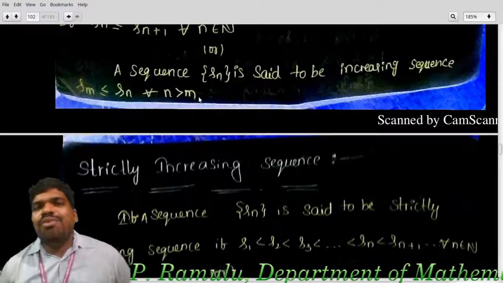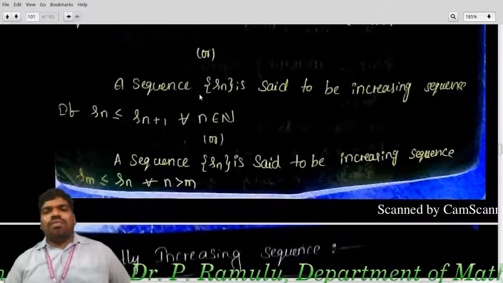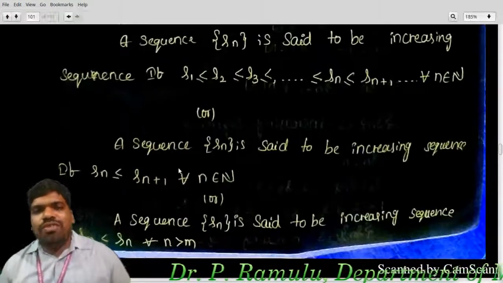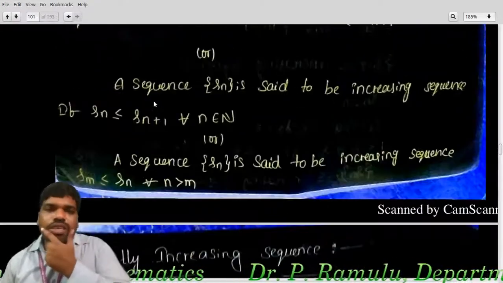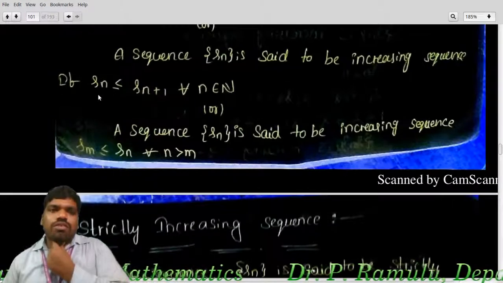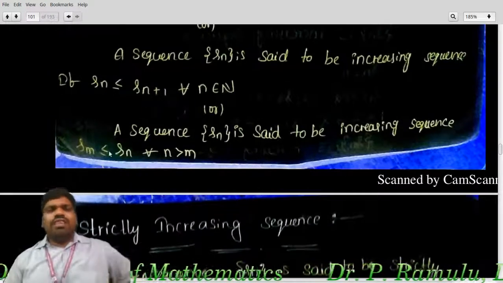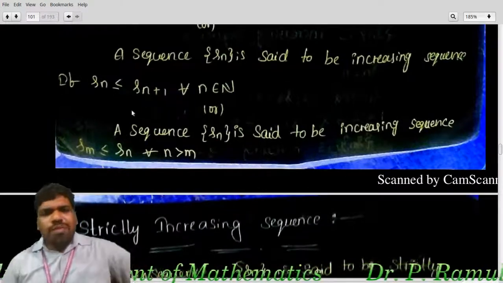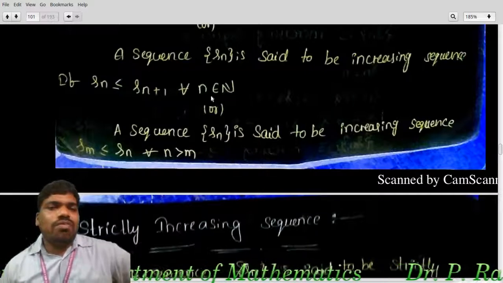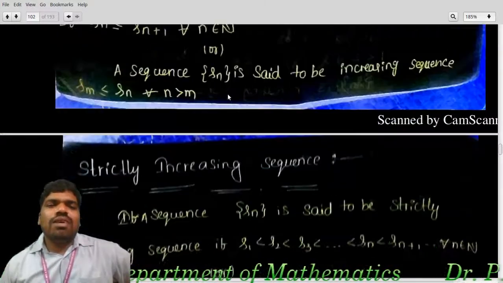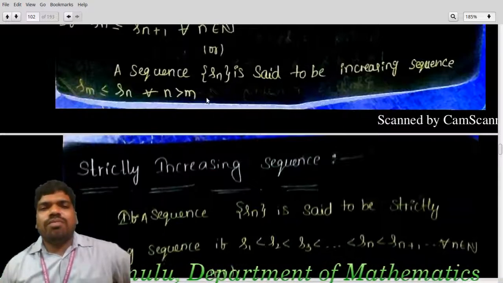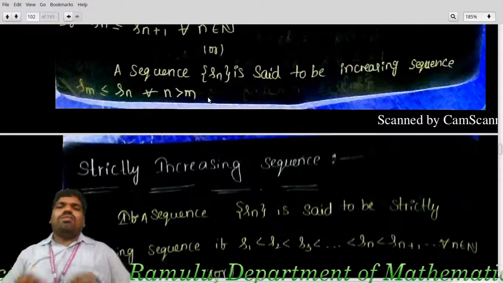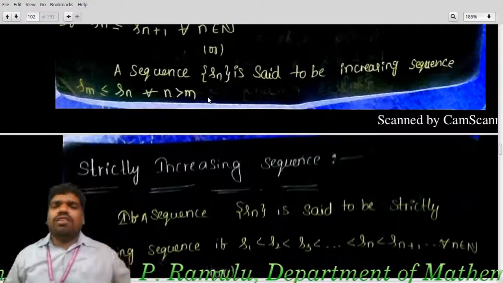Why? Because I will use these three definitions in different types of proofs, okay? A sequence Sn will be increasing, you can use this or you can say it to be Sm less than or equal to Sn. If you remember this, this is enough, right? So in most of the problems you will use this only, Sn less than or equal to Sn plus 1 for all n belongs to N. Sometimes you may use this also for proving some theorem, Sm less than or equal to Sn for n greater than or equal to m. So that means the terms of the sequence are increasing, simply you can observe that.